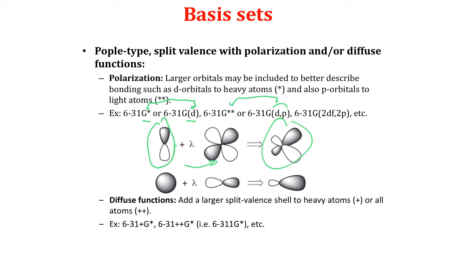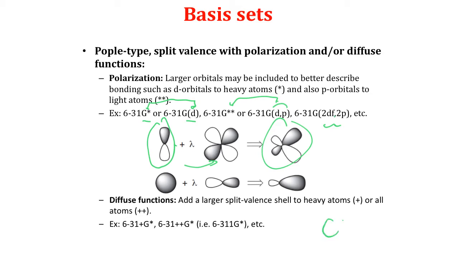And then you can also add multiple layers. You can add two sets of d functions and f functions as well. You can add 2 sets of p functions. You can really go crazy and add lots of polarization. You can then add diffuse functions. This adds a larger split valence shell, but just to heavy atoms.